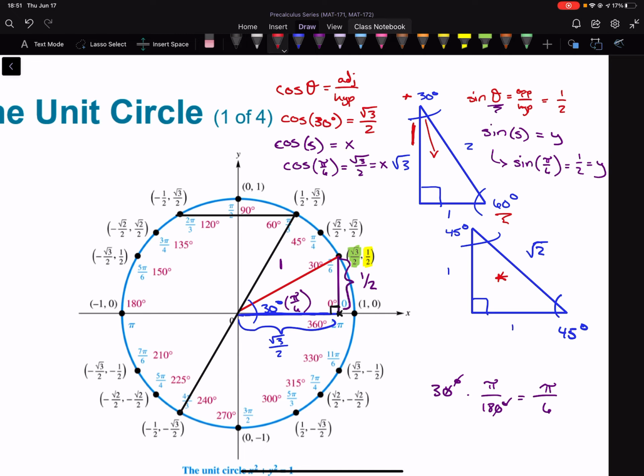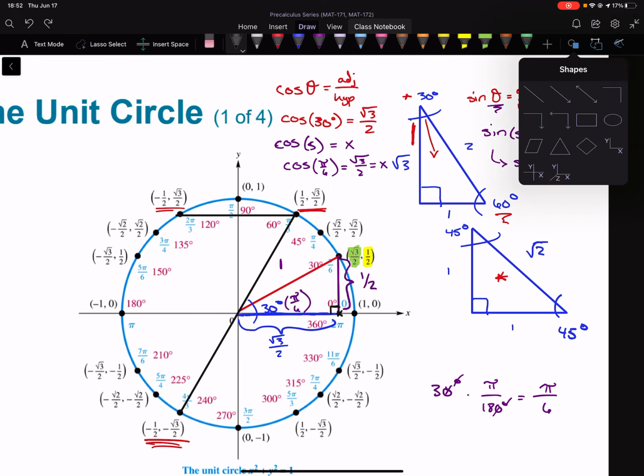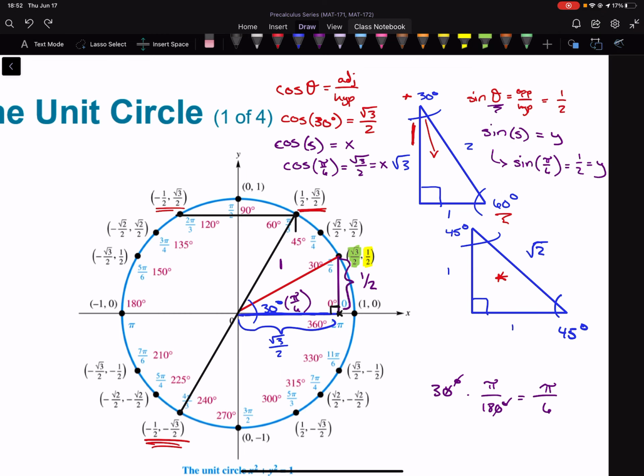And when I say they're similar, if you notice, at 60 degrees we have 1/2 comma square root of 3 over 2. In the second quadrant we have negative 1/2 comma square root of 3 over 2. In the third quadrant, we have negative 1/2, comma, negative square root of 3 over 2. And if we draw another line just straight down, perpendicular to the x-axis, well, that will map to another set of coordinates that are similar.